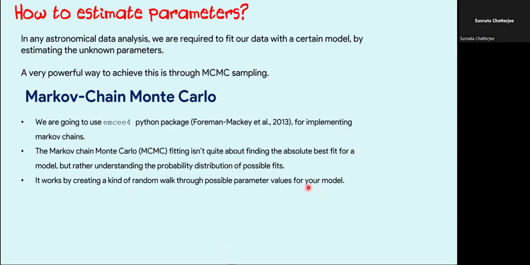Now imagine a rough landscape where valleys represent good fits and hills represent bad fits. MCMC stumbles upon this landscape favoring valleys, but occasionally going uphill to explore. It works by creating a kind of random walk through possible parameter values of your model. The chain, which is produced by the sampler, roams about the minima, but we never approach it. By taking many steps, MCMC builds a map of where the good fits are likely to be found. So think of it like this.